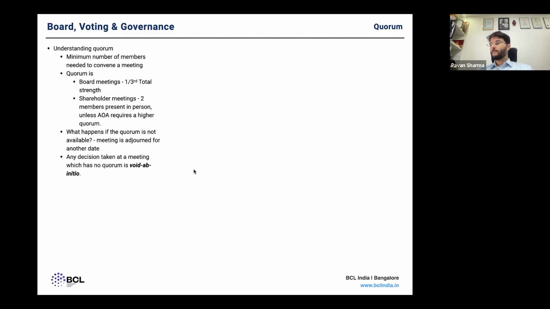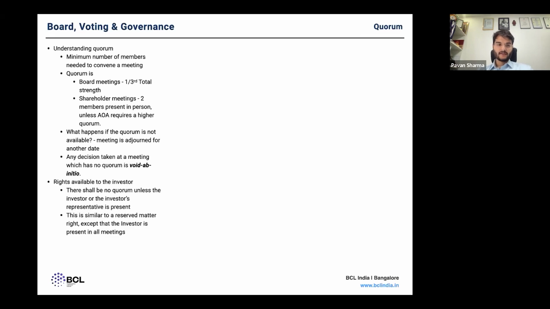What happens if the quorum is not present? Then you're forced to adjourn the meeting and call for a new meeting. If a decision has been taken in a board meeting or a shareholders meeting where the quorum is not present, then that meeting is invalid. We call that void ab initio. And any decision which has been taken in that meeting cannot be enforced and has no significance.